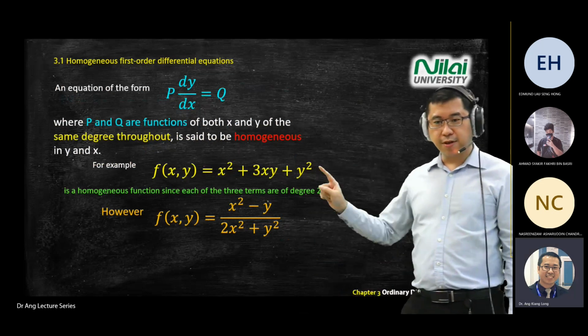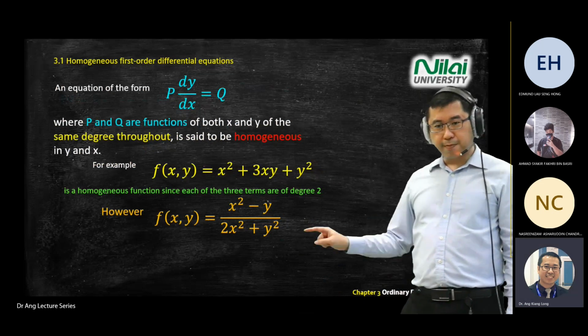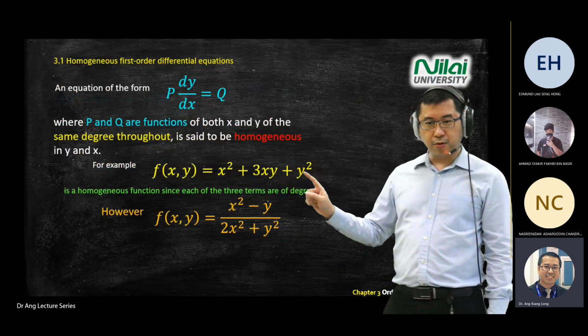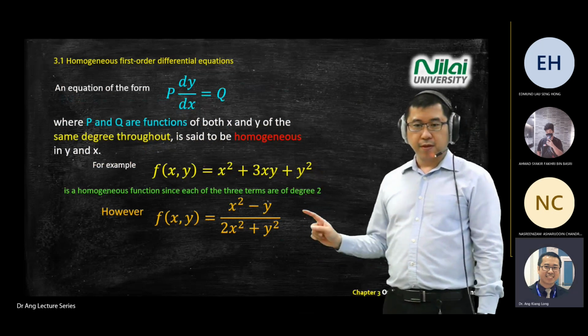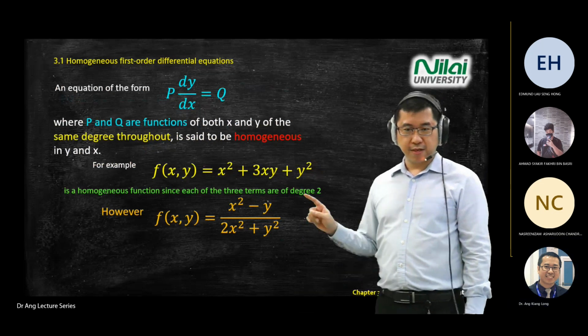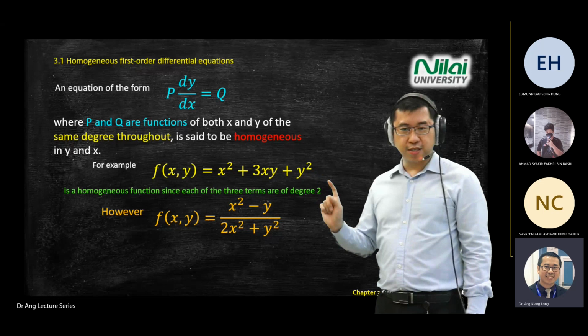Can you see the difference? Why do we say this one is not homogeneous? Can you see something wrong with this equation compared to this one? Edmund, can you see the difference? Why do I say this one is not homogeneous and this one is homogeneous?